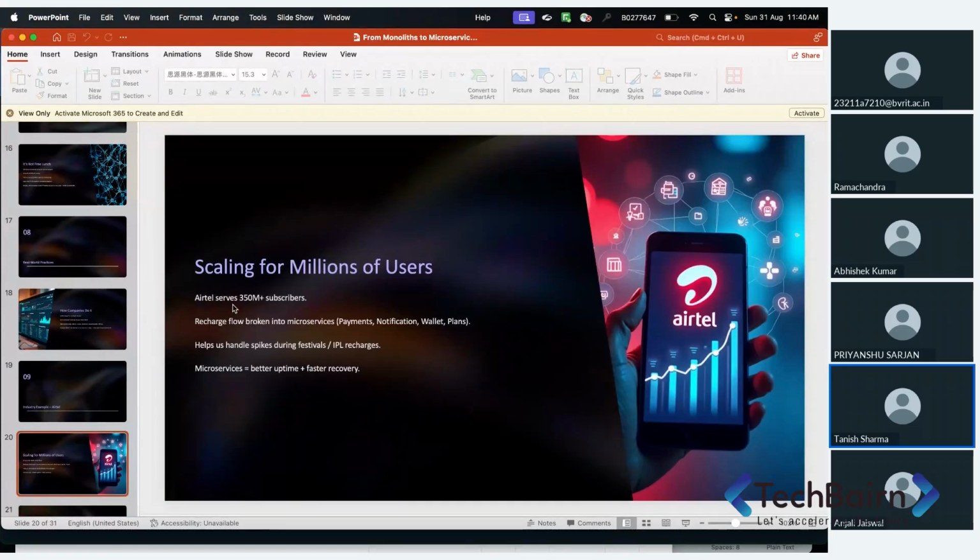So yeah, at Airtel also, there are around 350 plus million subscribers for our Airtel Thanks app. And if I want to scale up the things, let's suppose the whole recharge flow that is currently live is not a single project itself. It's a mixture of the capabilities of the payment service, notification service, wallet service, and the plan service, something like this. Okay, so all of these microservices build up a single flow. So this is one of the examples.